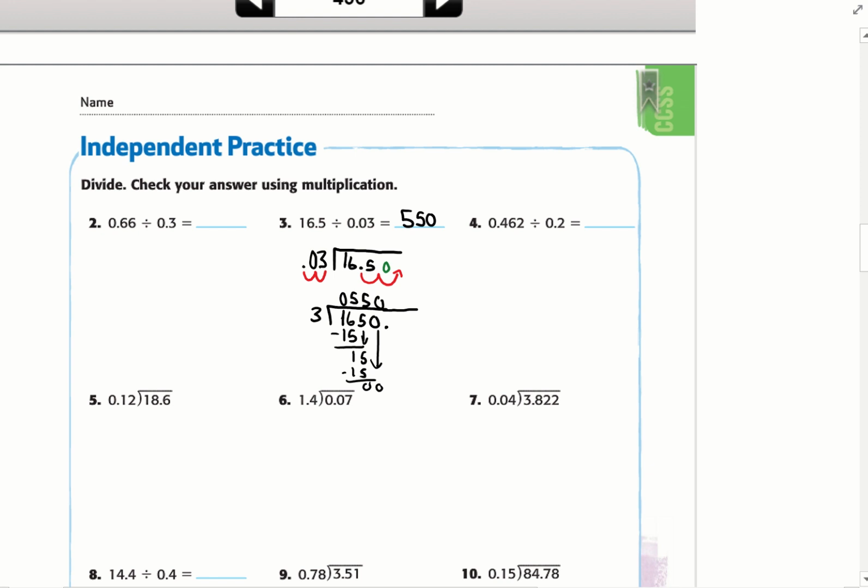550. So just remember, we have to change the divisors to whole numbers. However many times we move the decimal place in the divisor, the same amount of times we move it in the dividend. But thank you for watching.